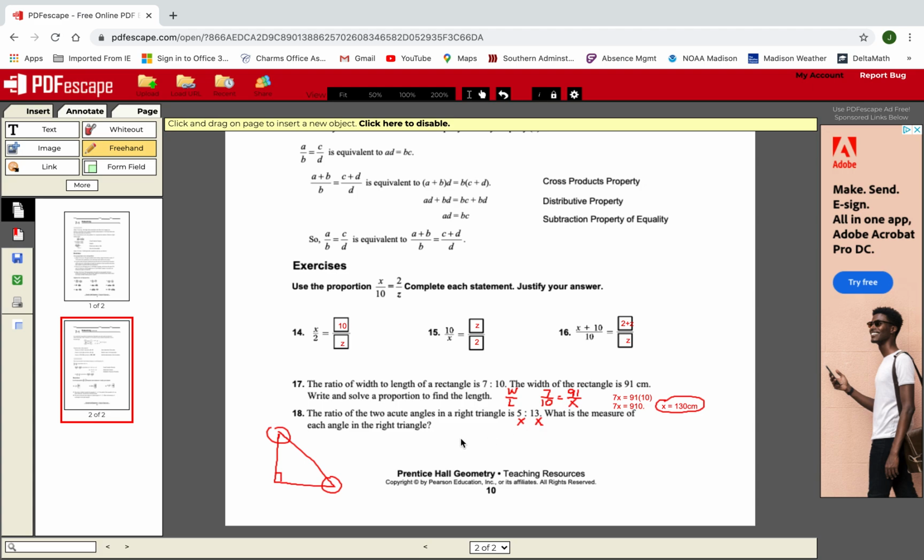We know that those two angles must add up to 90, so 5x plus 13x equals 90, and solve for x. When you have the answer for x, that's not what they're asking you. They want each angle, so then you'll need to multiply those by 5 and 13. So 5 and 13 is 18. So 18x equals 90. Divide both sides by 18.